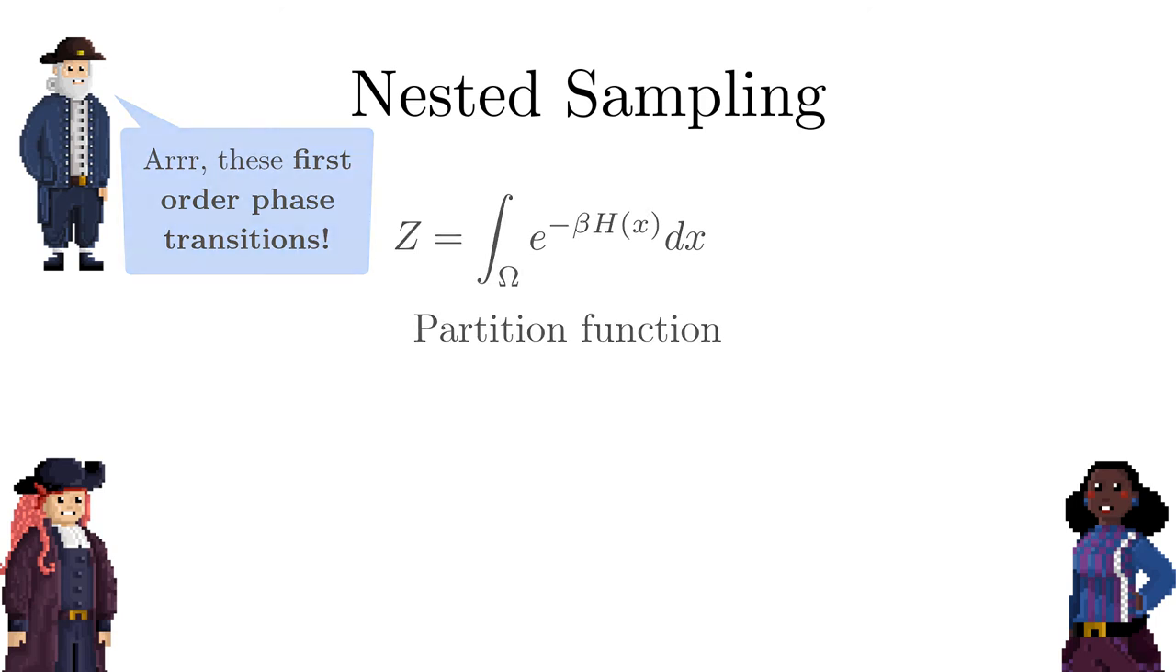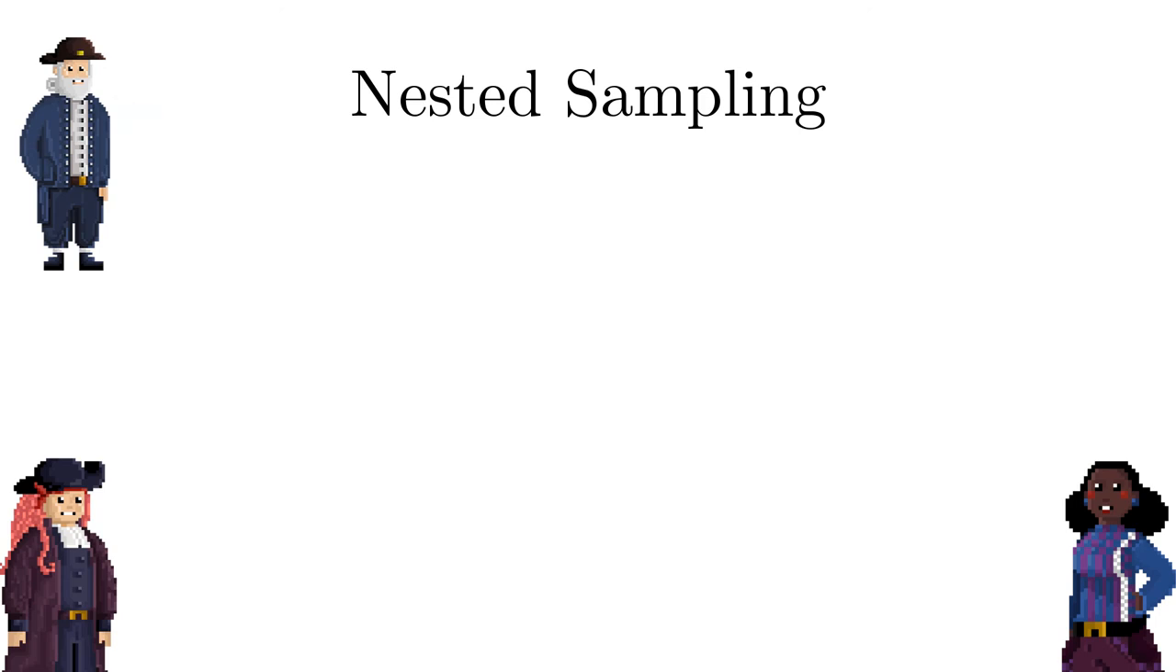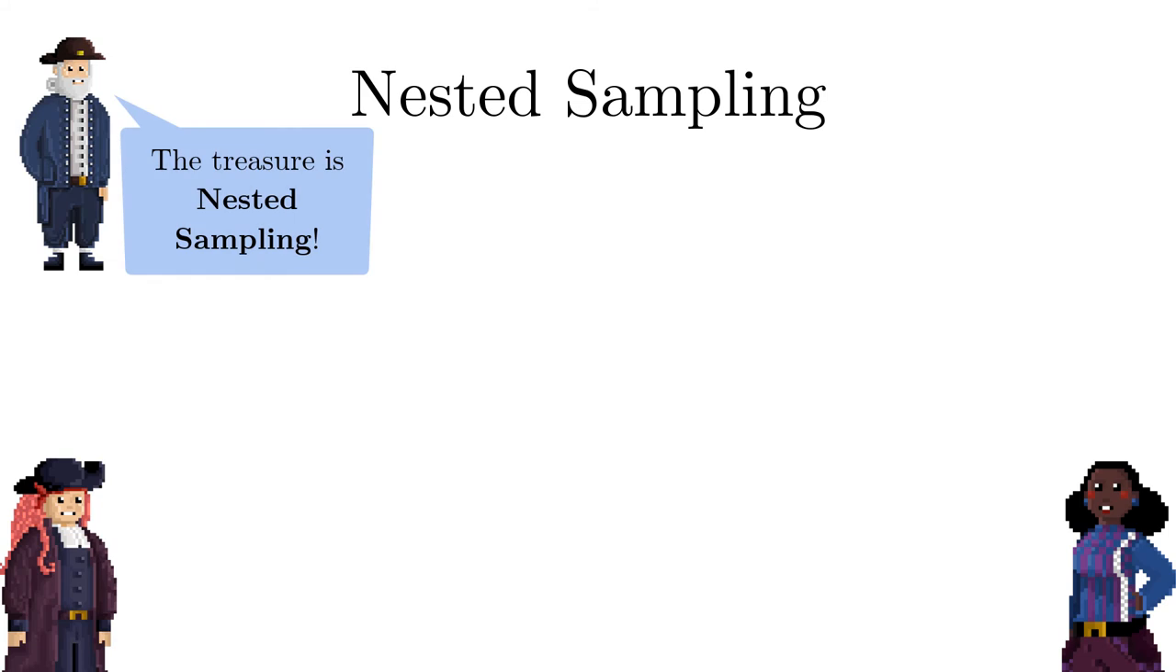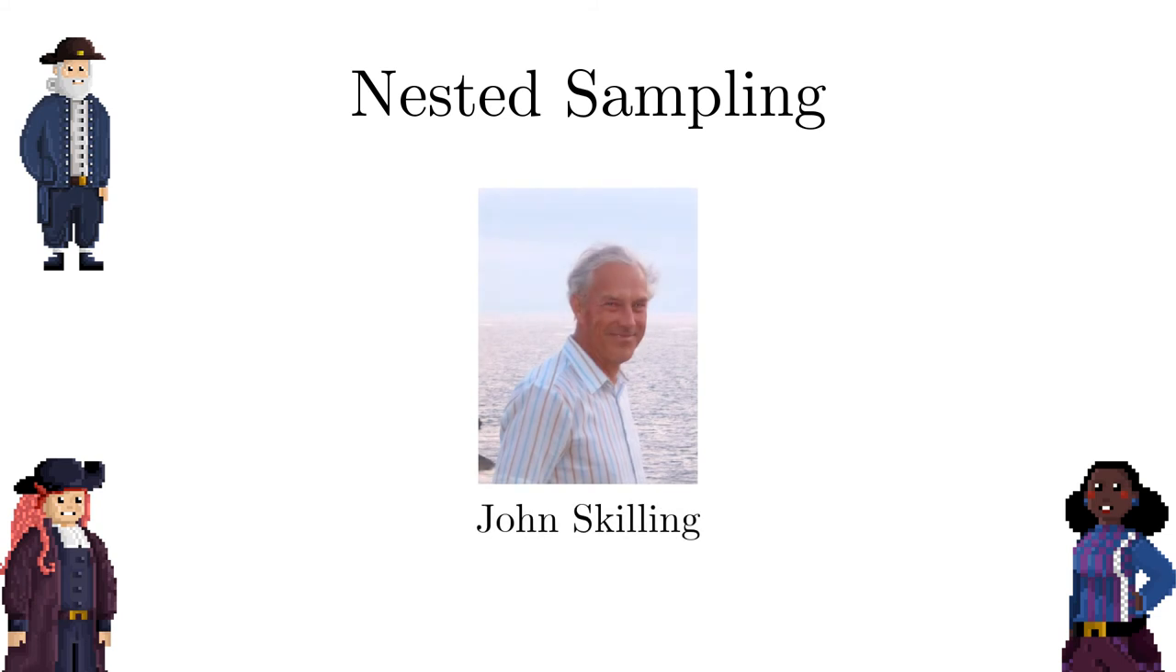There are a few methods that allow the numerical computation of such integrals, but the most promising one has been found in the treasure box by Captain Venn, nested sampling. That is an approach that recently has been proposed by John Skilling.